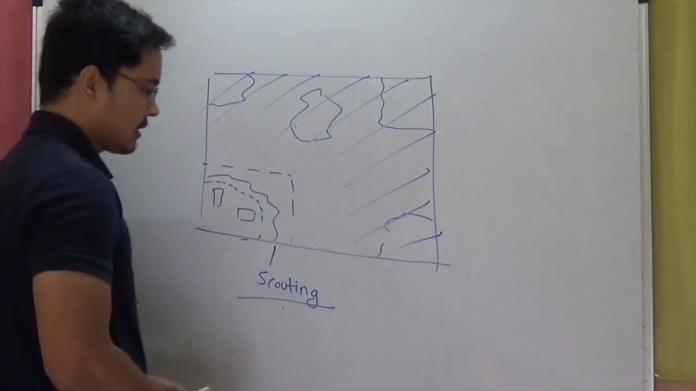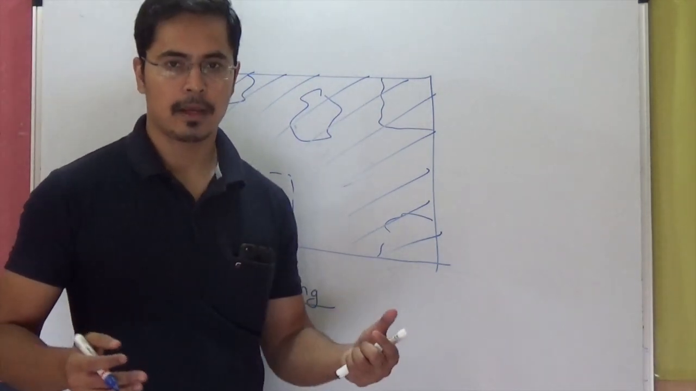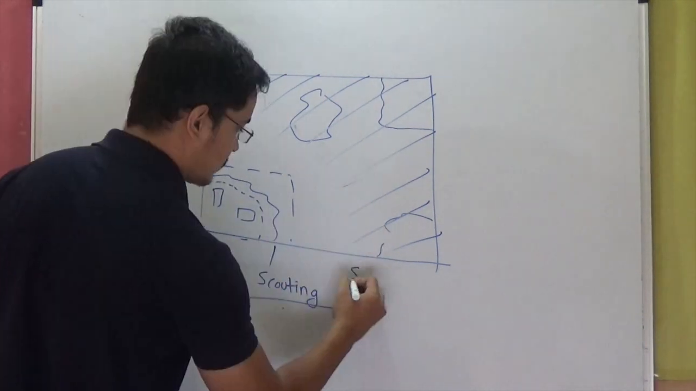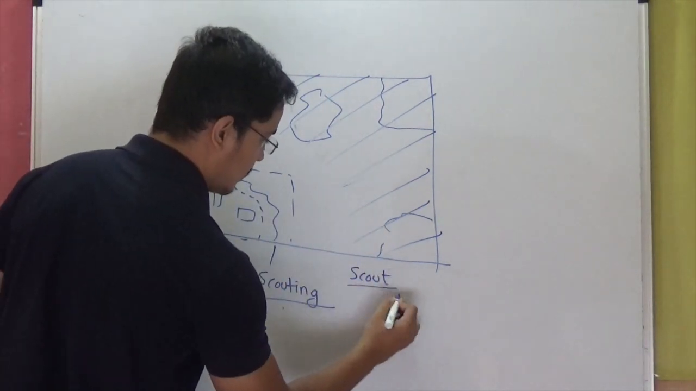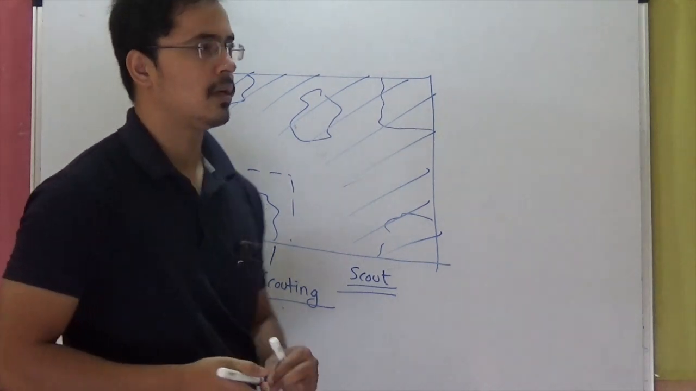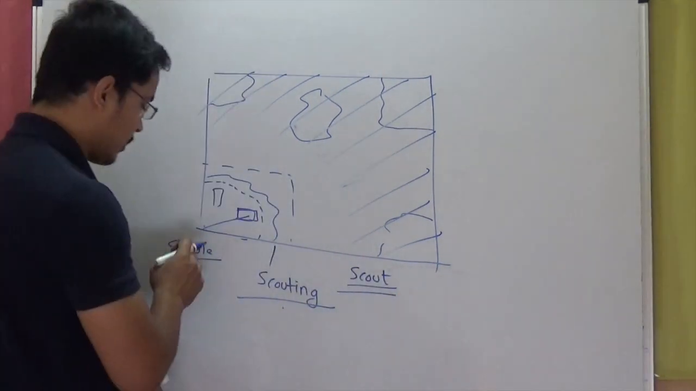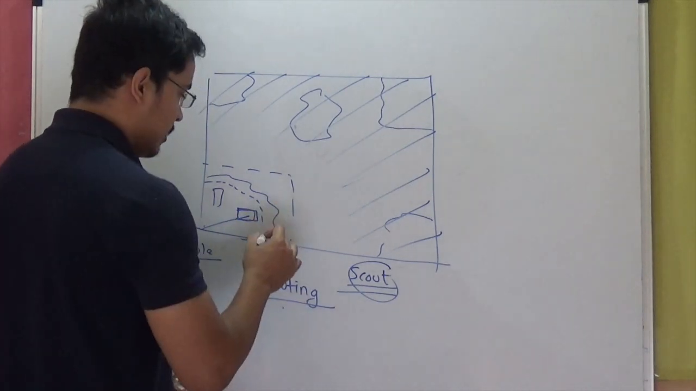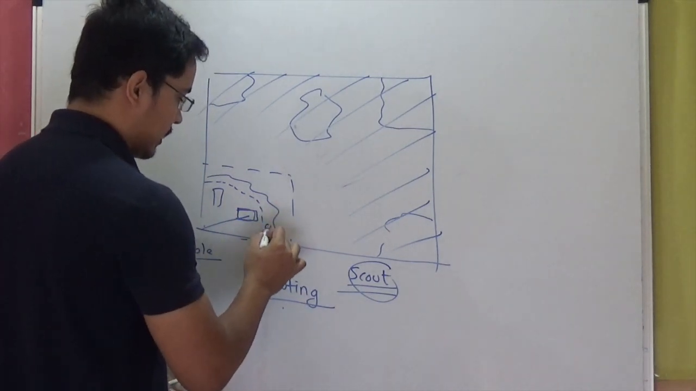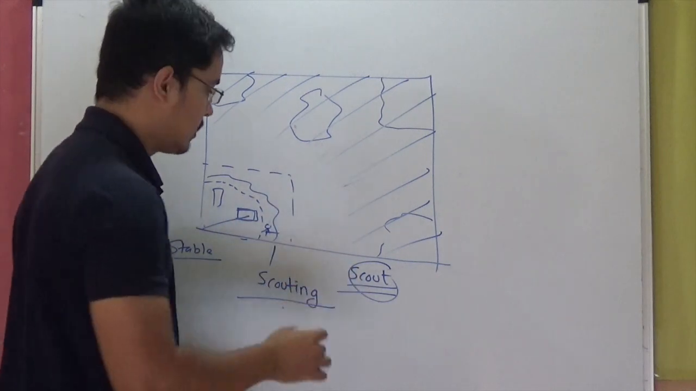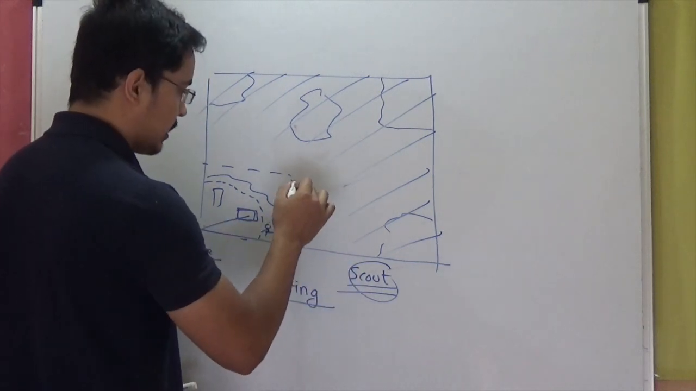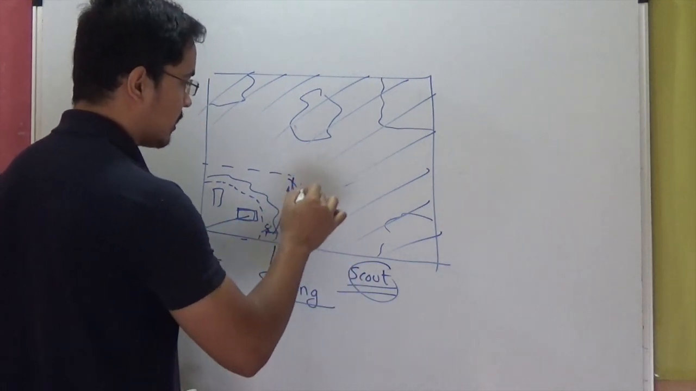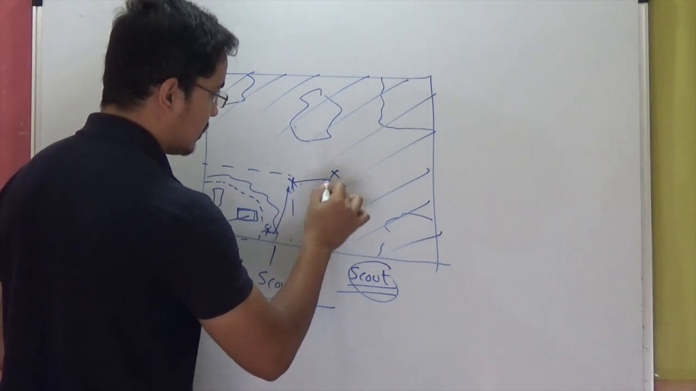Now the scouting is usually done in Age of Empires using a scout. So what is a scout? A scout is a horse rider, basically. Once you create your stable, you can create a scout. That scout is like this guy on a horse. You can point it here, then he will ride here. Then you can point it here, then he can ride it here.